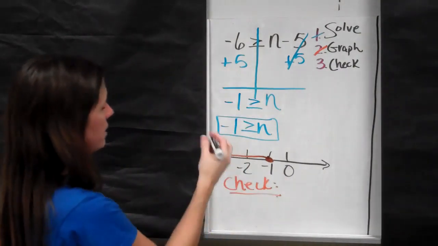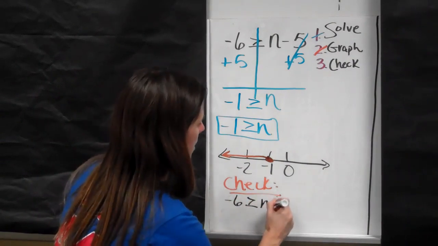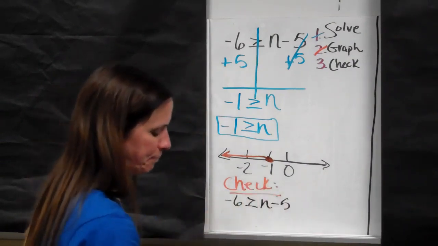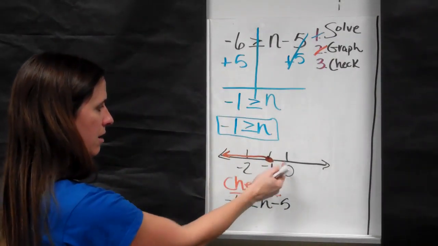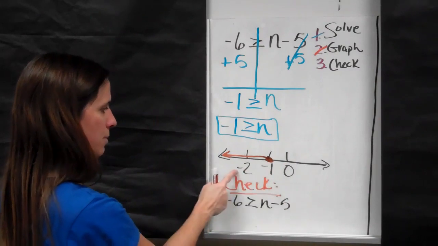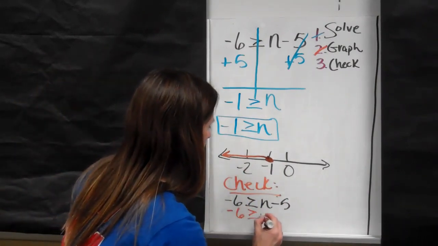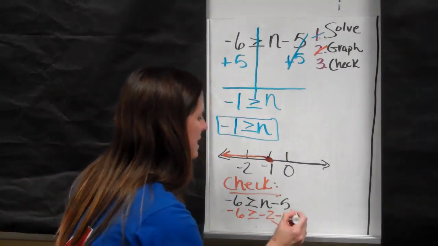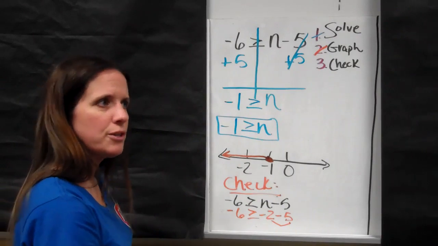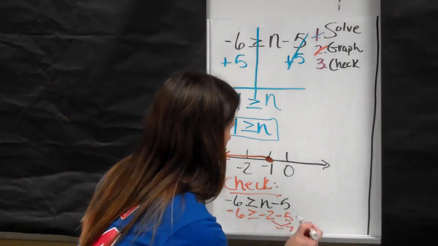So you're going to rewrite the original inequality. Negative 6 is greater than or equal to n minus 5. For n, we're going to put in anything to the left of negative 1, and we see negative 2 on our graph. So we're going to go ahead and put in negative 2. Negative 2 minus 5. So you're at negative 2, and you're going 5 more to the left. That's going to be a negative 7.